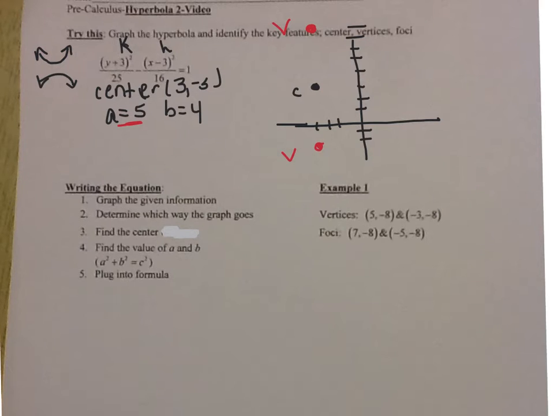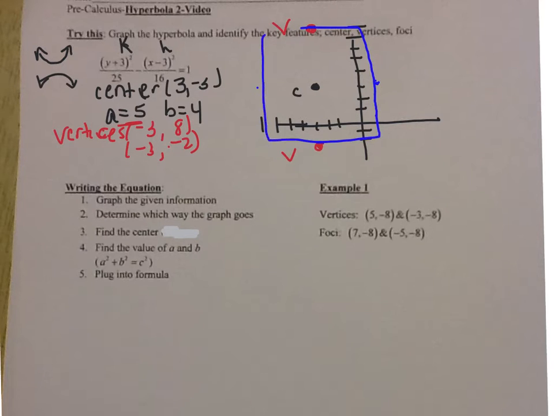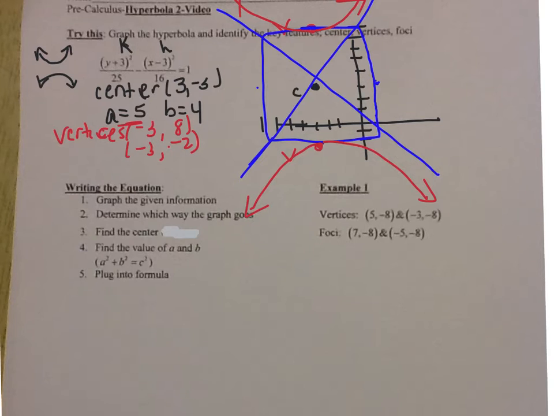Okay, so let's write down that information. So my vertices are (3, 2) and (3, -8). And now I need to plot b, which is going to go left, right, 4. Okay, draw your box. It should be light, it shouldn't be really dark. Draw in your asymptotes, that's the corner to corner. And draw your hyperbola approaching the asymptotes.